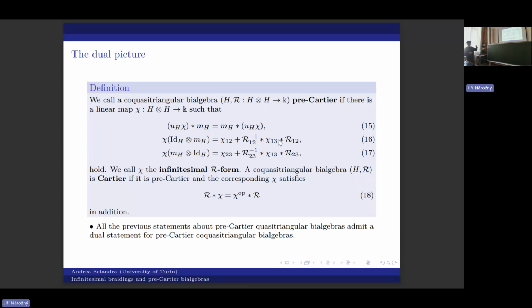And we call this chi an infinitesimal R-form. And again, this is Cartier if R chi is chi R, again with the convolution product. So we just replace the product with the convolution product. And clearly all the previous statements hold, but now we need this dual version because in this setting we are able to produce other results, more precisely Tannaka-Krein reconstruction and also an FRT reconstruction theorem.